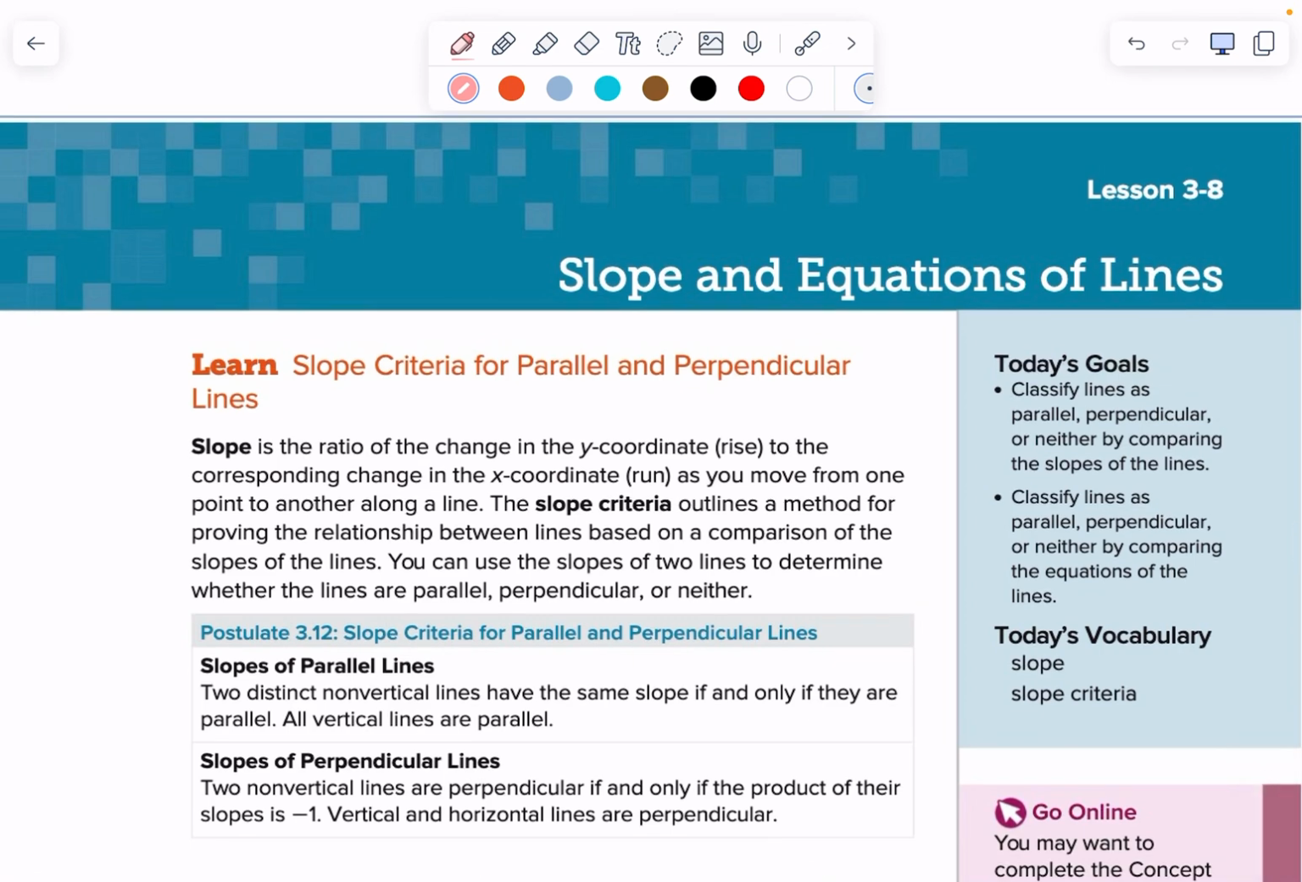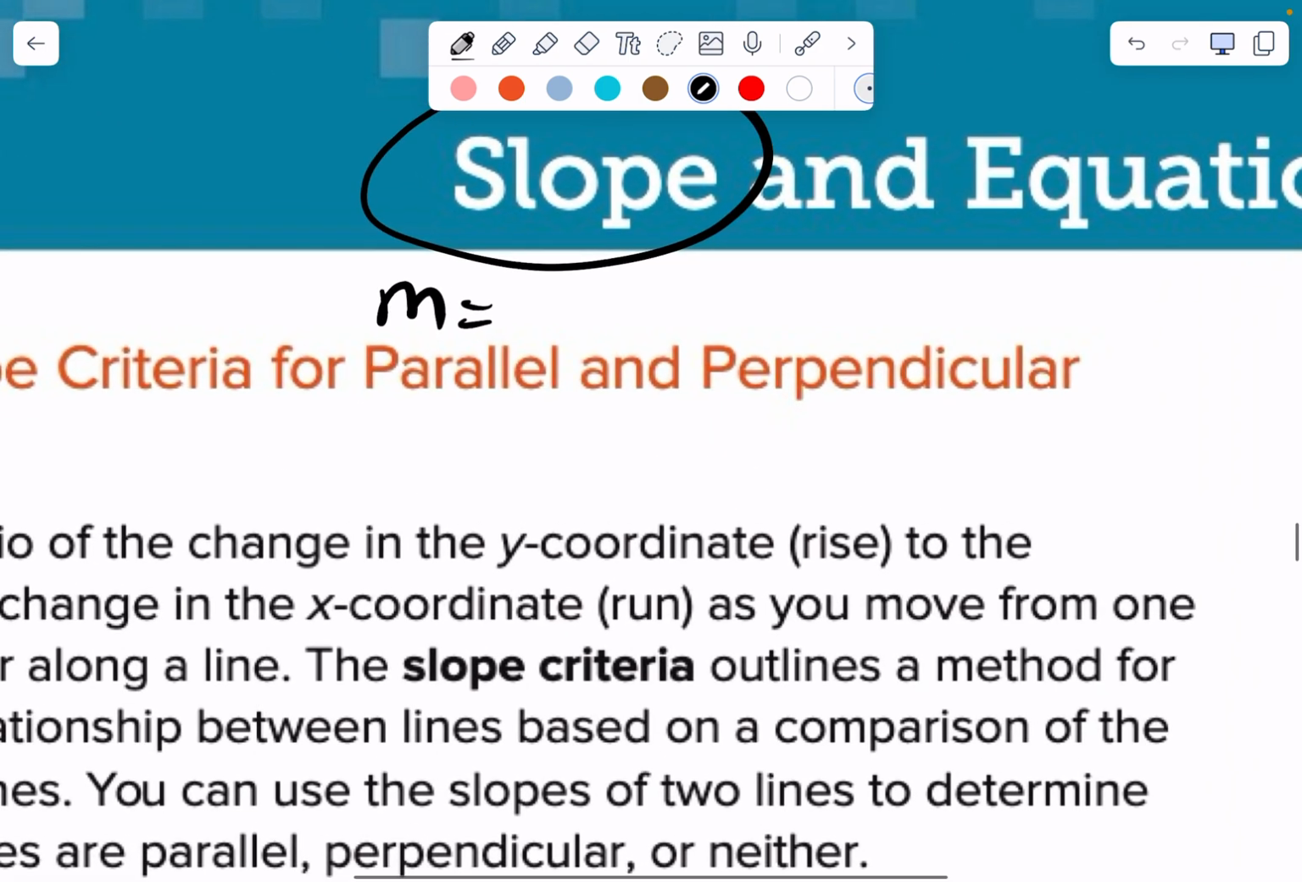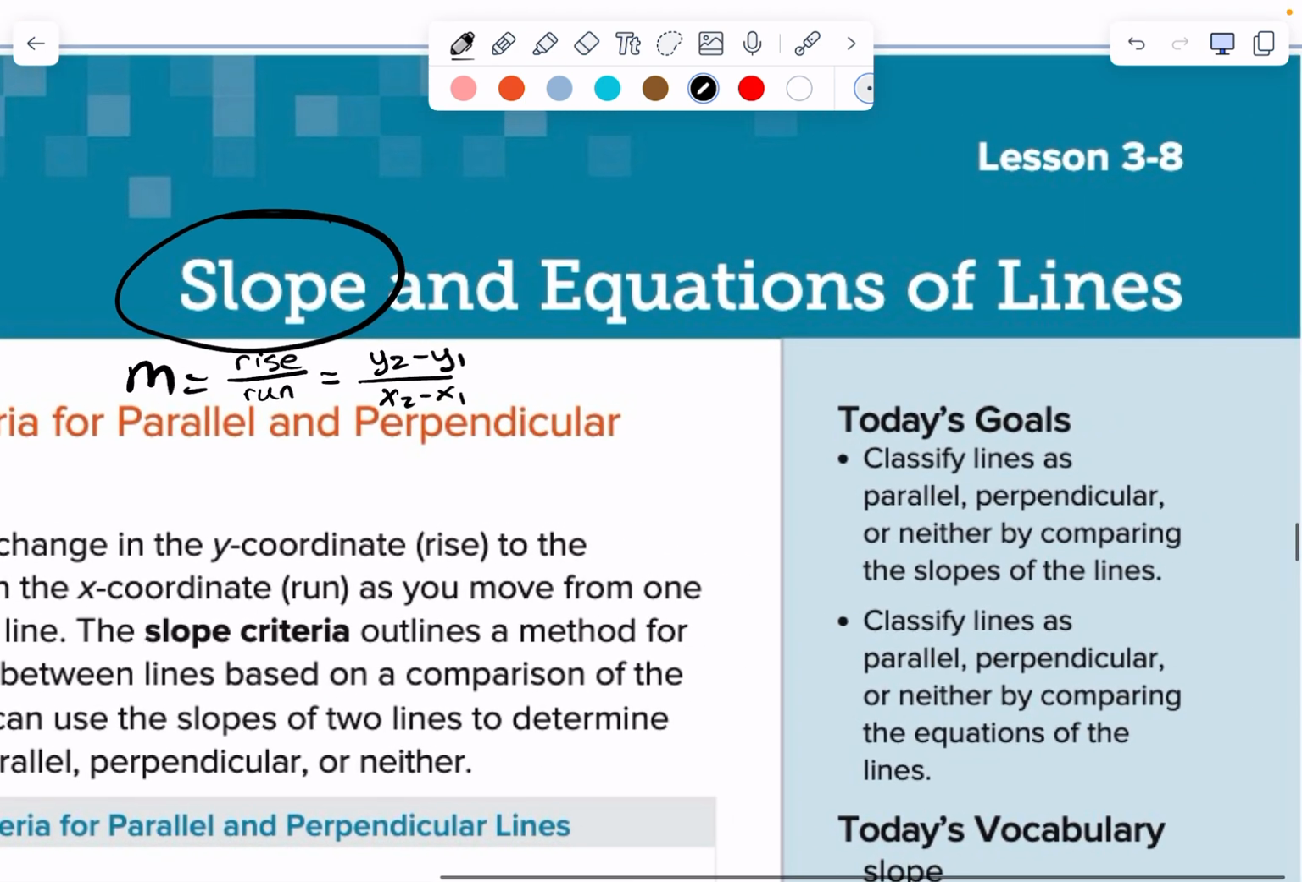All right, let's talk about the heading of this. Slope. Slope is M. And slope is what? Rise over run. How do you find slope if you're given 2 points? Y2 minus y1 over x2 minus x1. They have you do a lot of that on the ACT, finding slope, okay? You're going to be fine.